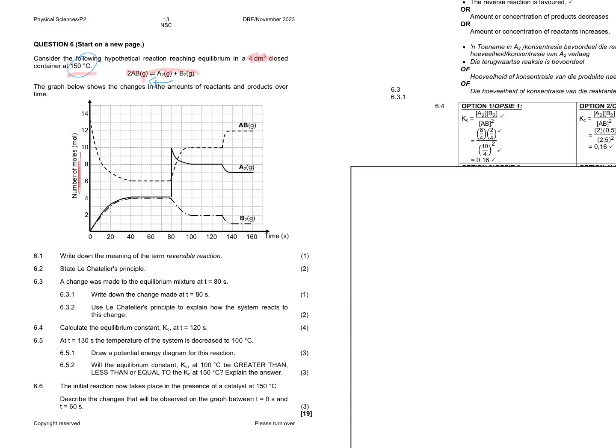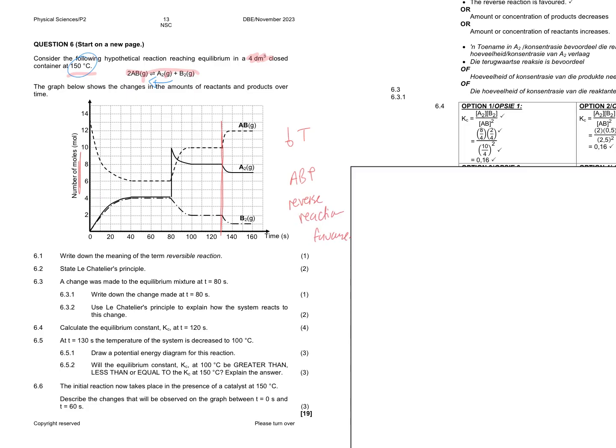So at time 1:30, so that is over here. At time 1:30, they say that the temperature was decreased. And what happened is AB increased. So they decreased the temperature and the amount of reactants increased, which means the reverse reaction was favored. The reverse reaction was favored.